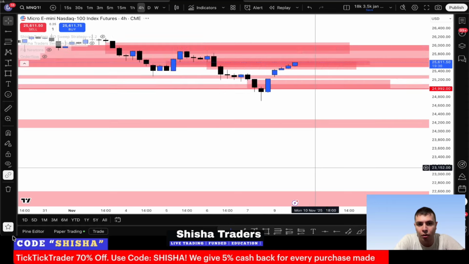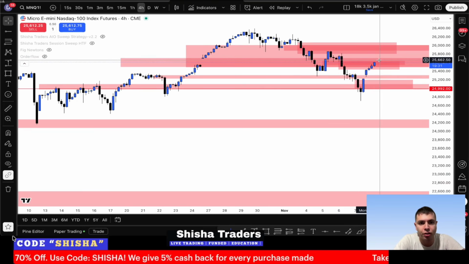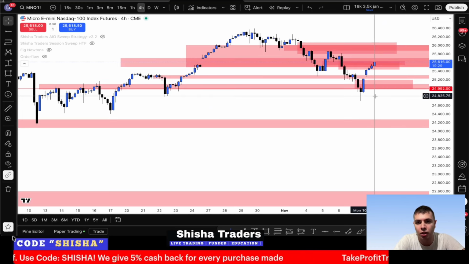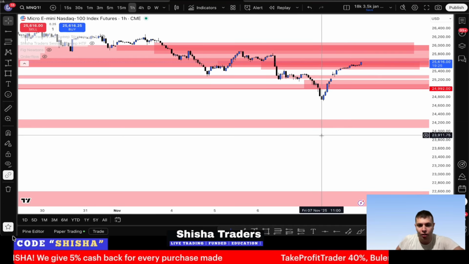If I go on the 4-hour, the 4-hour looked very bearish, but now it looks very bullish. Is there going to be a retracement? Or is it going to be OTE? So all this stuff is hard. That's what makes order flow hard to read, right?